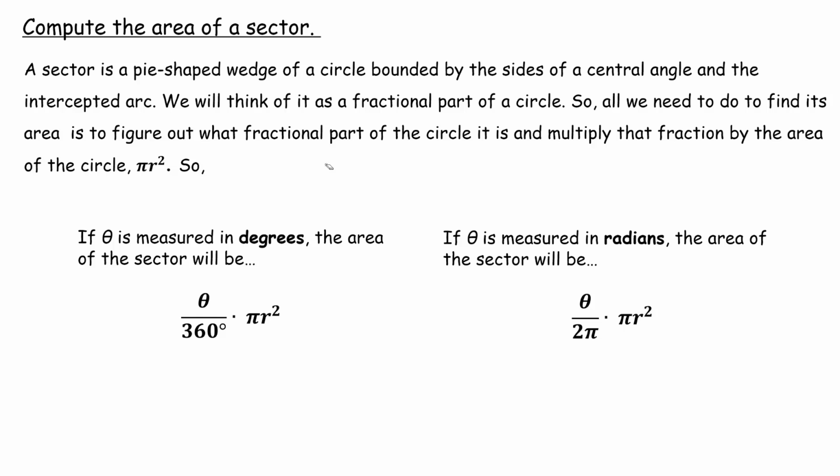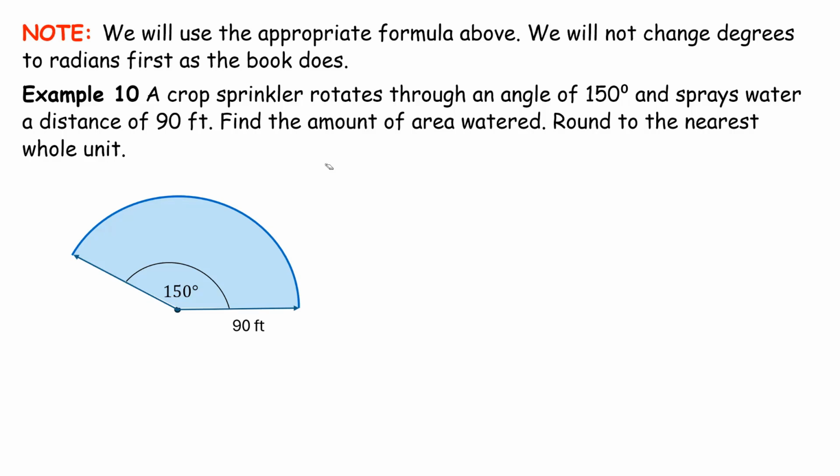So this is very similar to finding the length of an arc, except now you're finding an area. You're finding the area of a pie-shaped wedge. If theta is measured in degrees, all you need to do is say theta over 360 and multiply that by the whole area of the circle to find that piece of the circle. If theta is measured in radians, then all you need to do is write theta over 2 pi, the whole way around the circle, and then multiply that by the whole area of the circle, pi r squared, and you will get the area of that fractional part. So this is different from the way the book does it. We will use the appropriate formula. We will not change degrees to radians first as the book does.